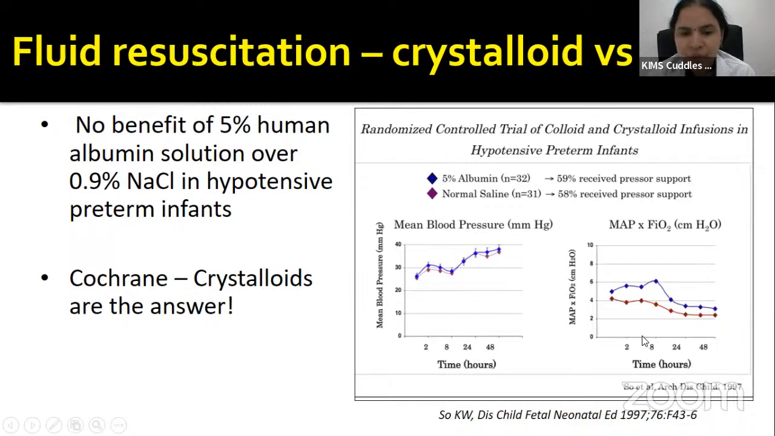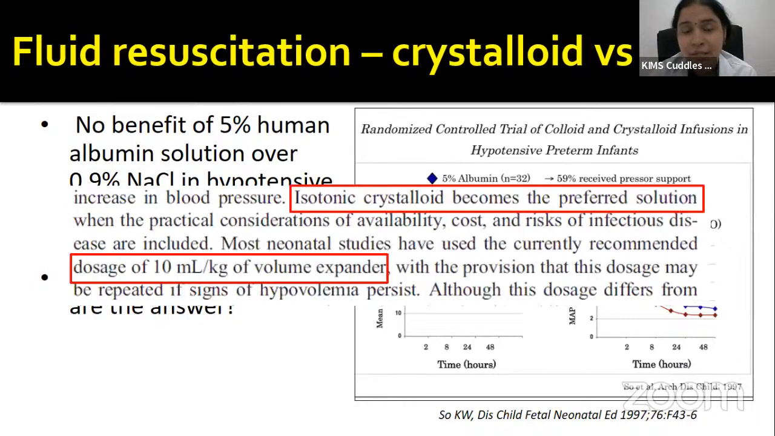But the use of colloids was associated with a higher need for respiratory support, as you can see in the second graph here. The need for the MAP into FiO2 product was much higher with the use of colloids. So it shows that crystalloids are as effective as colloids in the management of shock, but the use of colloids can result in more adversely impacted respiratory dynamics, and hence we can prefer to avoid them. So isotonic saline is the preferred crystalloid of choice in the management of shock.